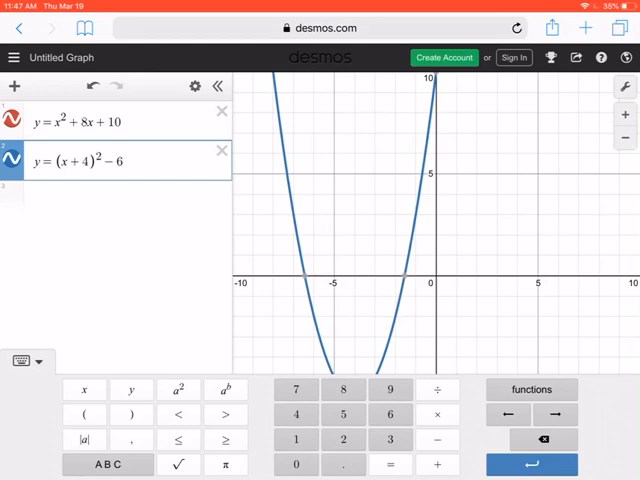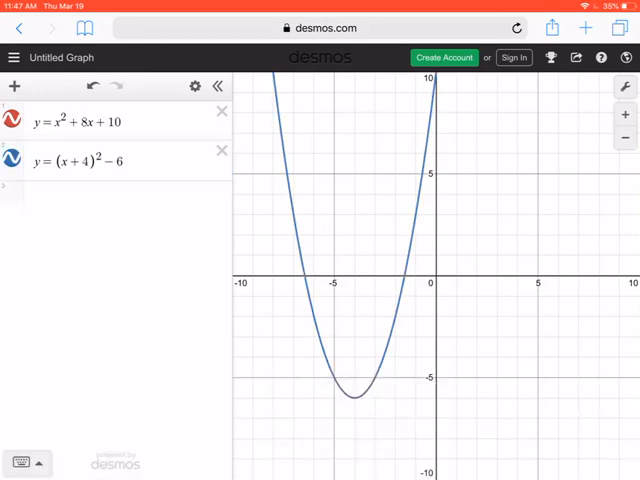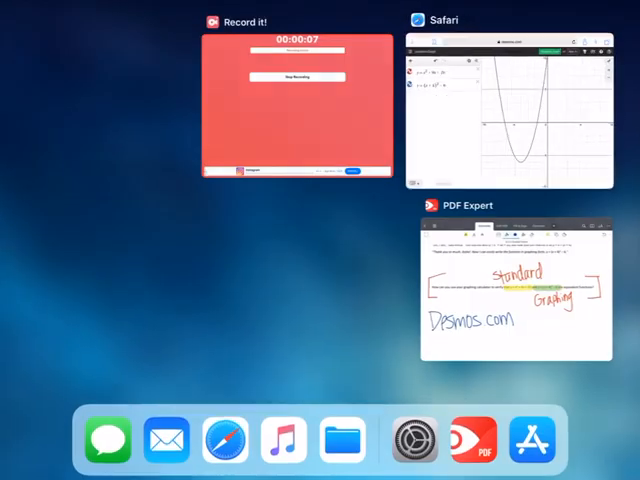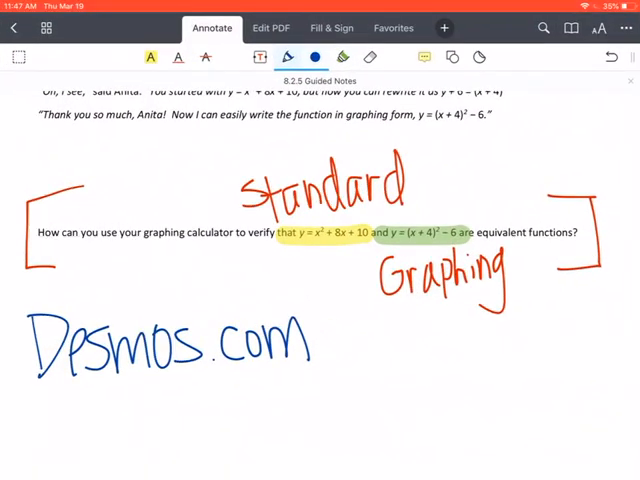Now if you look at my screen here, it looks like one parabola, and that's how we can verify that the standard and graphing form are truly equivalent to the same function. So hopefully you can try that over the next few days and utilize that as a tool to help check your work. Back to our note sheet.